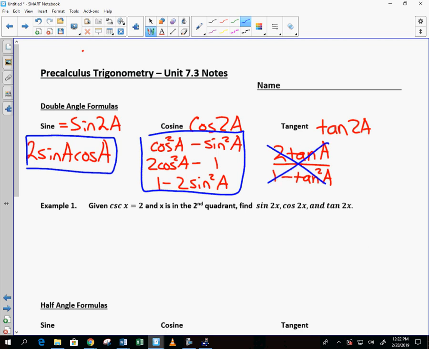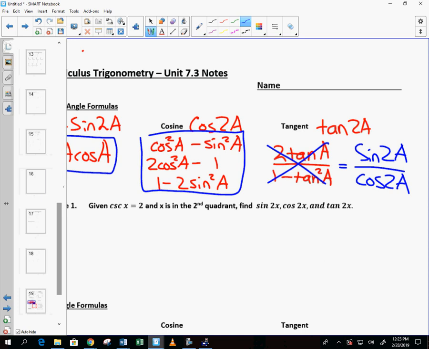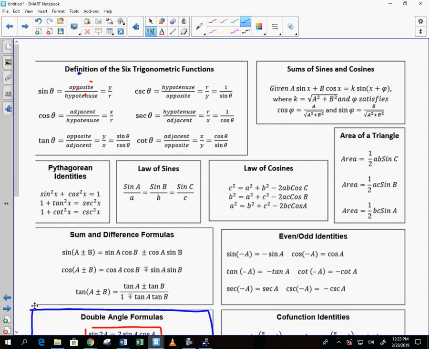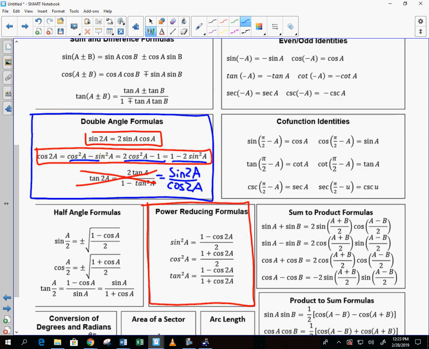I've never had to use that. And so therefore, I rewrite the formula as sine of 2a over cosine of 2a, because that is something that I use. If you look at your note sheet, you can find out where we live. We are living right here. Double angle formulas. This is where we are right now.